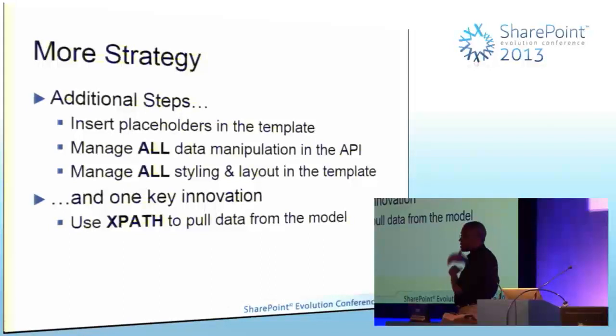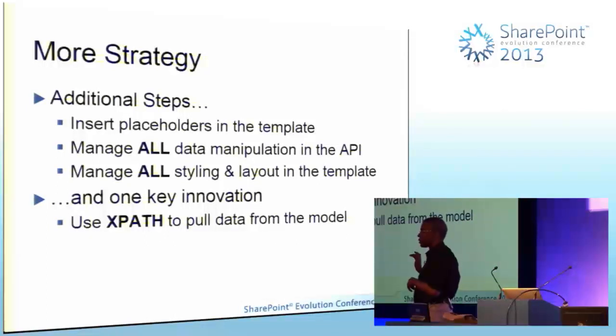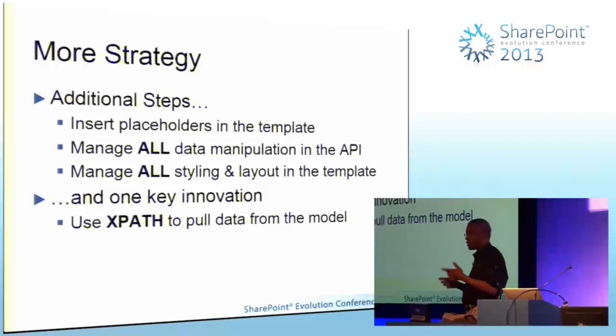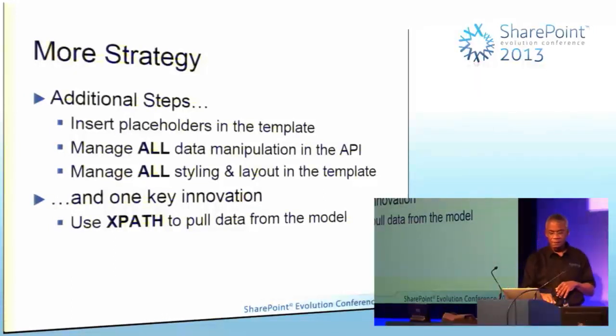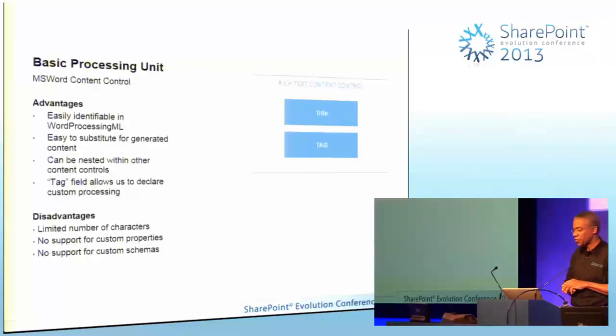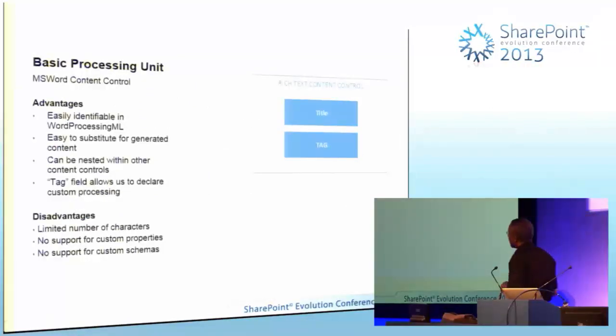So we definitely want to maintain that layering, right? Put all your data manipulation in your API and all styling and layout in the template. So don't try to write styles from the OpenXML SDK, even though it provides the ability to do that. Put all the styling in the template. Otherwise, you're going to end up writing the old style code, right? And then with that key innovation of using XPath to pull the data. Okay, so there's some basic processing that we're going to do.